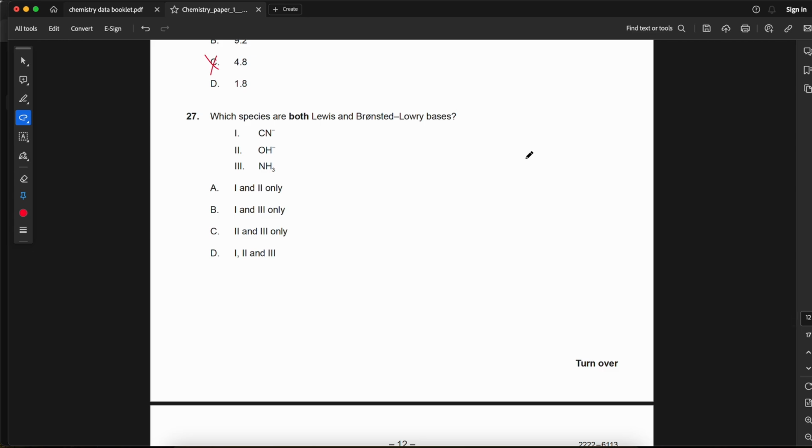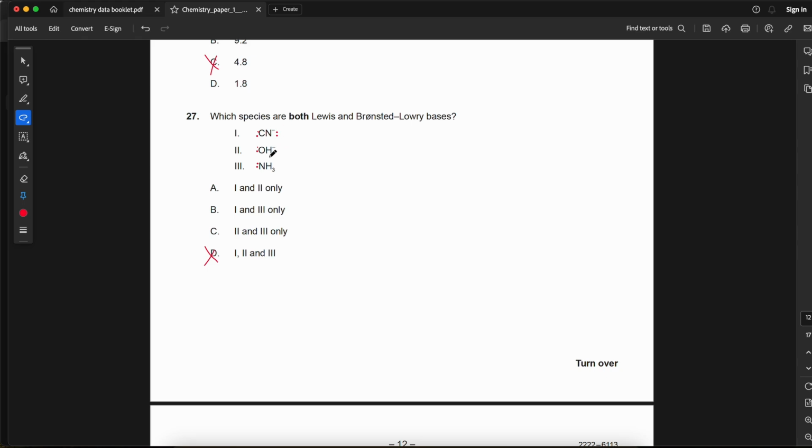Which species are both Lewis and Bronsted-Lowry bases? Okay, all of them. Why? CN-, it can donate its lone pair. Both of them have lone pair, and OH- has lone pair, and NH3 has lone pair. So CN-, OH-, and NH3 can donate their lone pair, which is acting as a Lewis base.